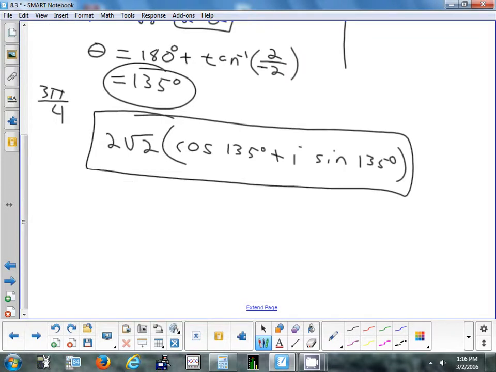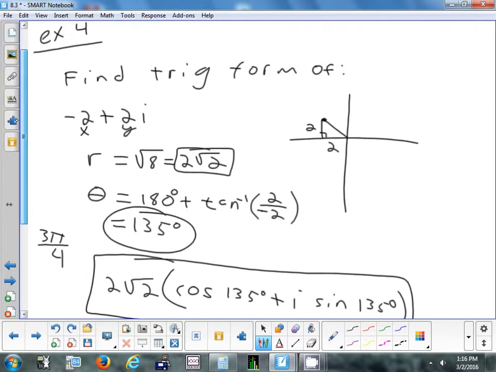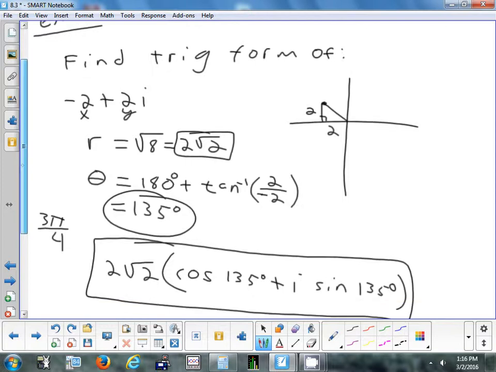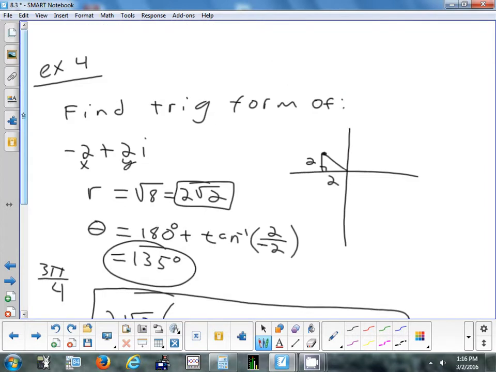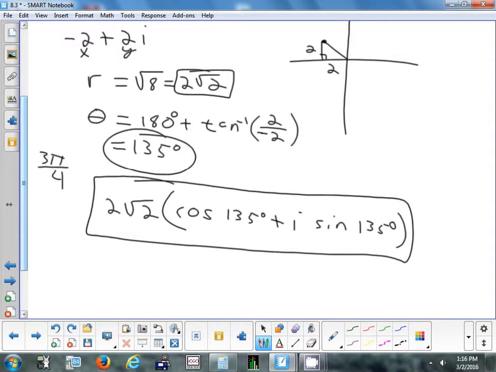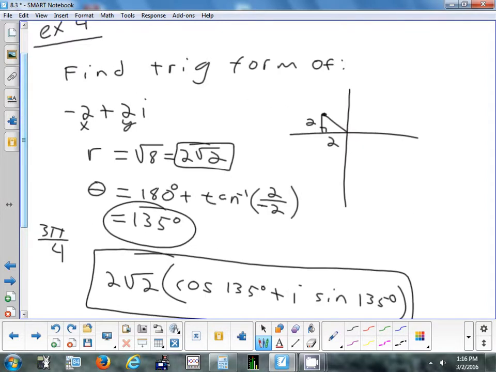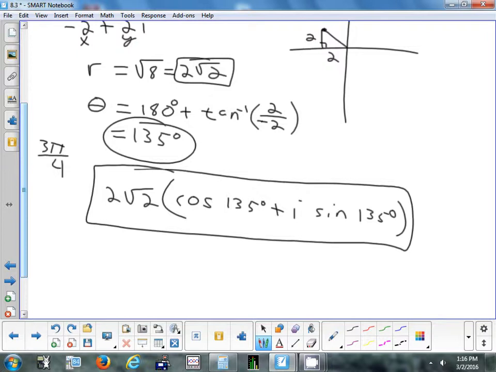What do you think would happen if I took the cosine of 135 and then distributed 2 root 2 to it, and then I did plus the sine of 135 and distributed 2 root 2 to it? What answer do you think I would get back? Standard form. I would be changing it back to standard form. If you take the cosine of 135 and multiply by 2 root 2, you're going to get negative 2. In the second part, you're going to get positive 2. So don't do it out, just leave it like that. Okay, any question on that?